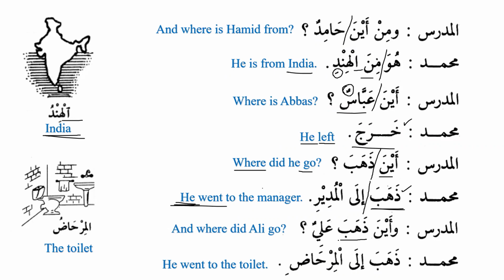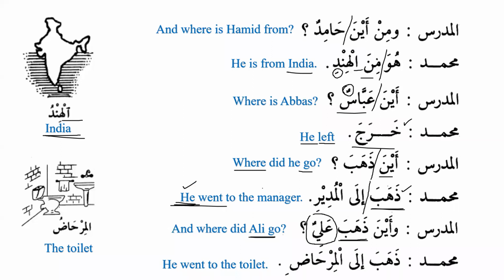Do we have hidden huwa inside it? Look at the English translation. Where did Ali go? He has disappeared. Do you see he over here? We see he over here, but here we don't see he. Why? Because now we have Ali.